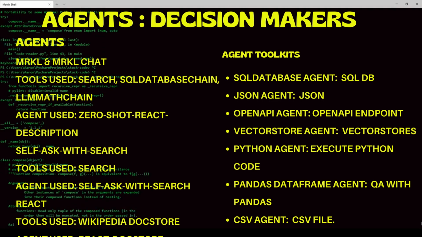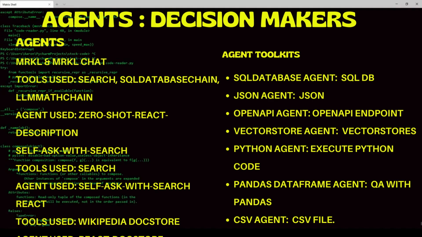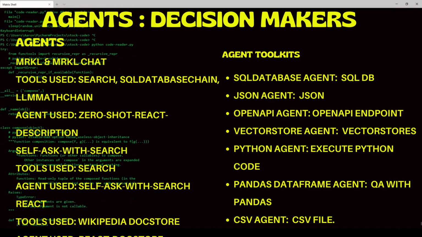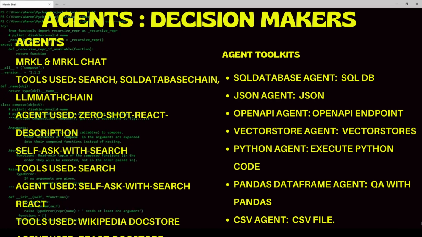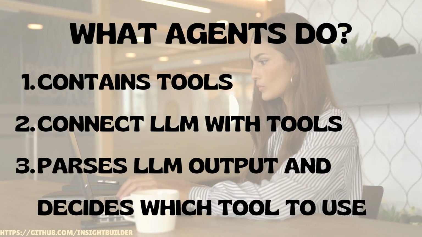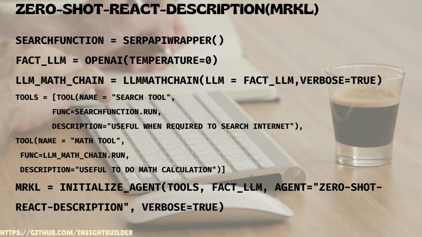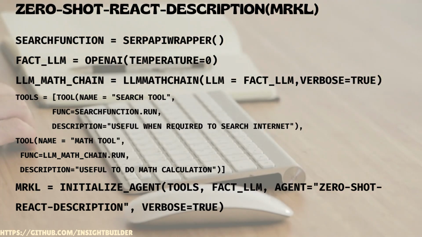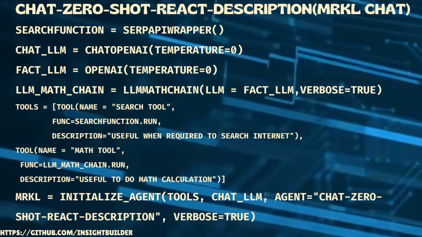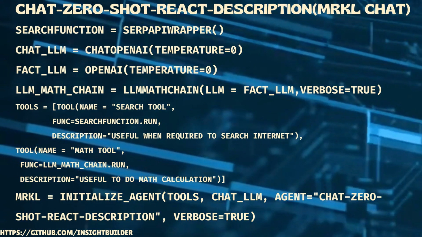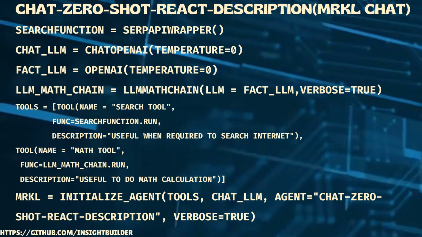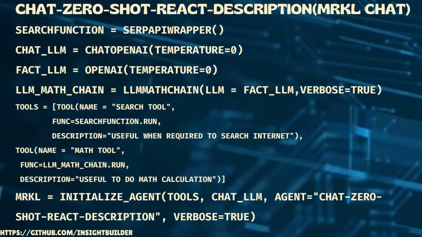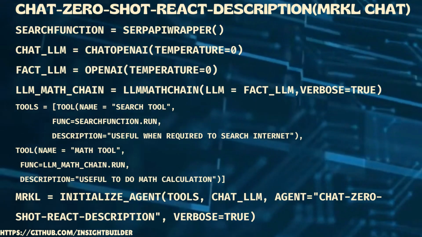In case of self-ask with search, we again see they are using only search. And in case of the last one, you see here the Wikipedia doc store. All these things, they have already done the example and they have shared it with us, the Langchain developers. When you have to develop it by yourself, at that time we need to have a much deeper understanding of how to create the agents by ourselves by using the functions that we create. That is the intention of this particular explanation video that I am trying to put.